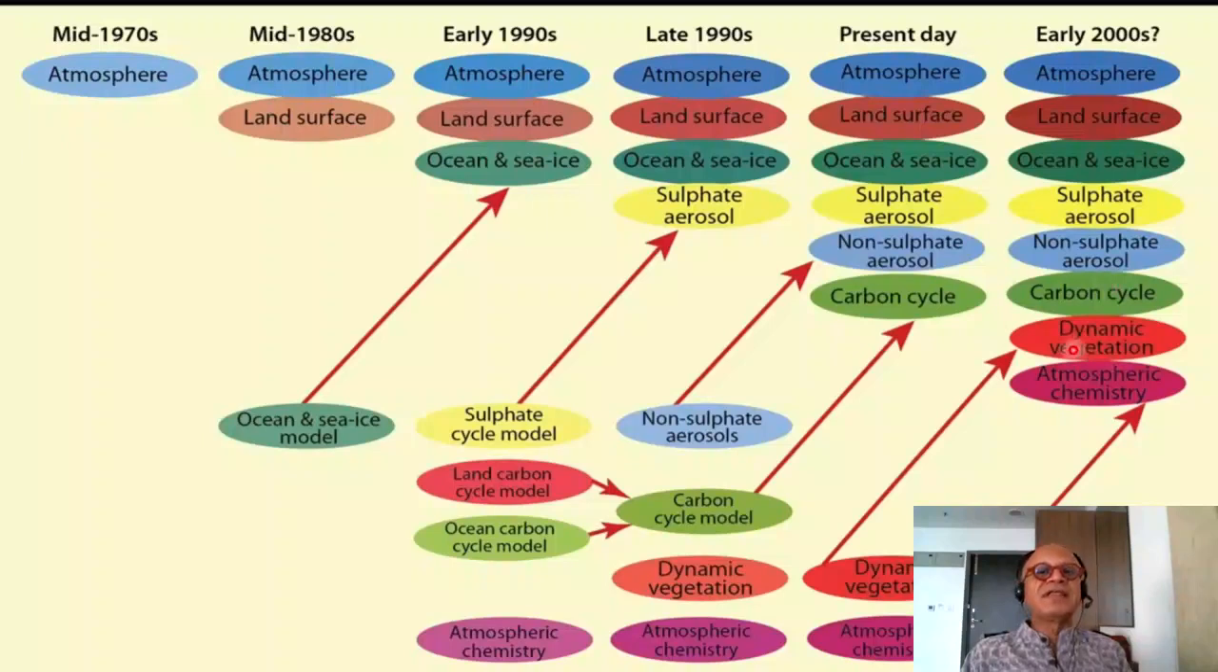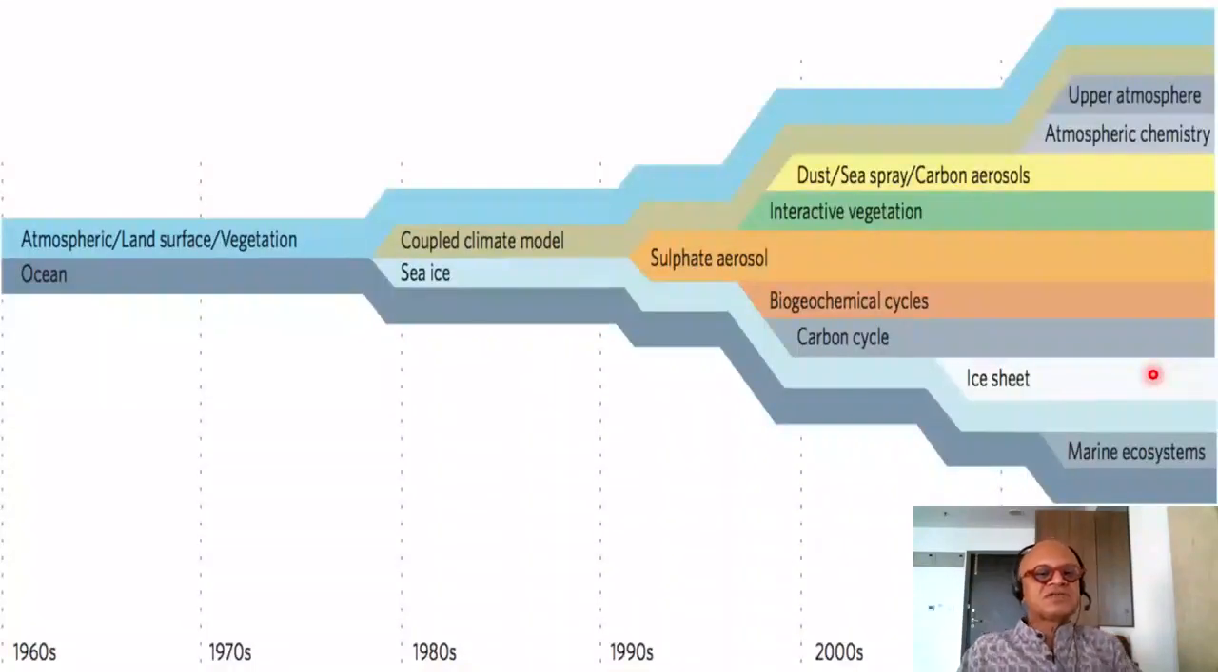It's also running with dynamic vegetation, and each model gives you an option of turning on and off various things. So even though everything is present, you can turn off some aerosols, you can turn off the carbon cycle, you can turn on and off the dynamic vegetation, you can make them respond and not respond to climate, global warming, and so on. And atmospheric chemistry is already also part of many models and integrations. Okay, so another way to look at it is this, where we are going from 1960s to 2010s again. Atmospheric land surface vegetation models, ocean model, coupled climate model, and sea ice model happened in the 1980s.